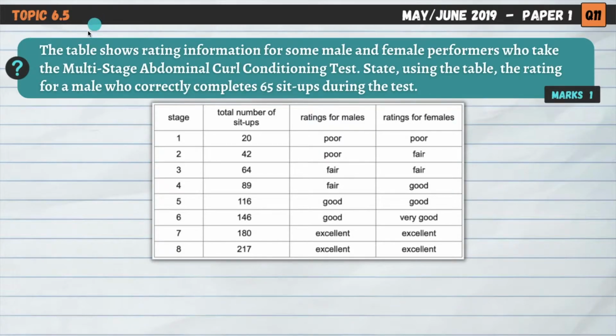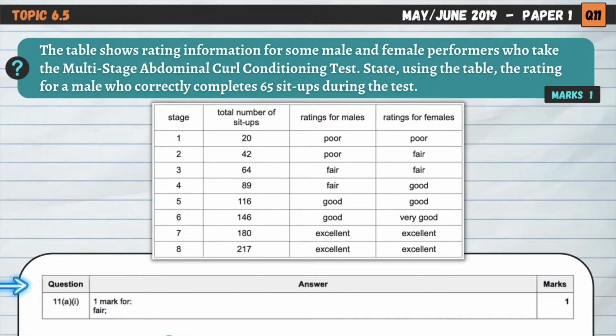Okay, the next question on topic 6.5, fitness testing. The table shows rating information for some male and female performers who take the multi-stage abdominal curl conditioning test. So this is our test for muscular endurance. State, using the table, the rating for a male who correctly completes 65 sit-ups during the test. So really simple question, state being the command word. We go to the ratings for males and we look at this column here, the total number of sit-ups completed. If we do at least 64 sit-ups, that gives us a rating for males of fair. So the mark here is awarded for simply stating the word fair.